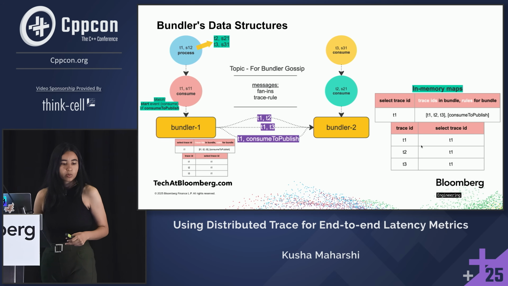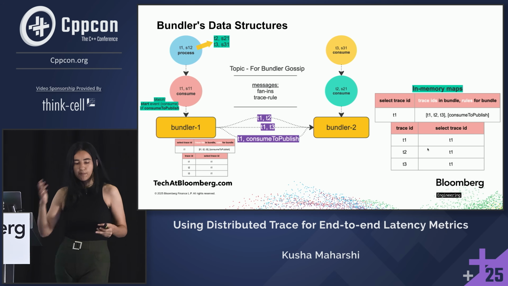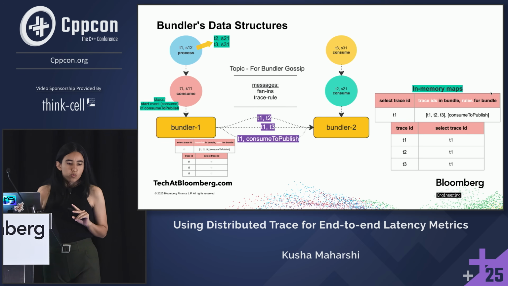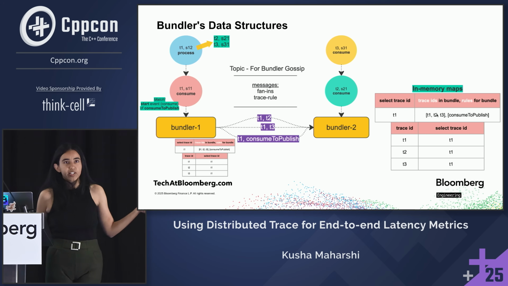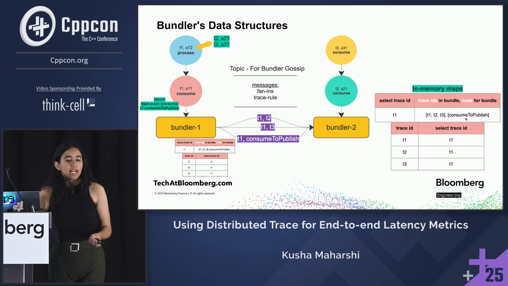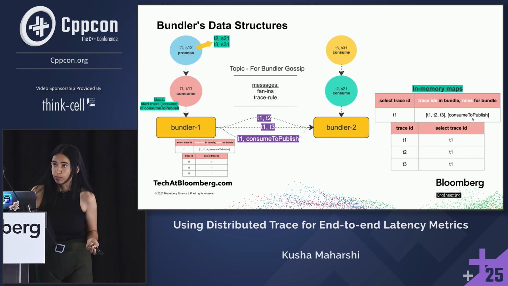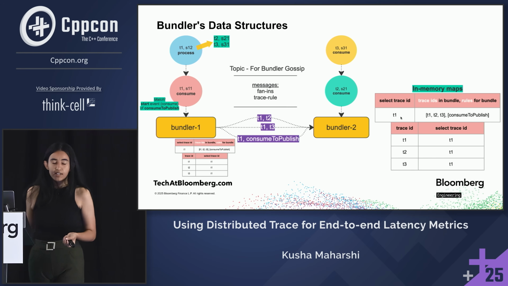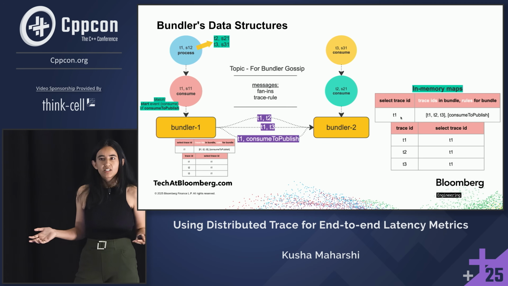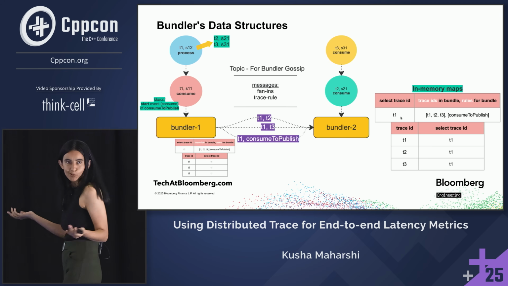Each bundler will have its own copy of these maps. And there are 2 main maps that I want to focus on here. This one is essentially a map that goes from a trace ID to all the trace IDs that are part of a bundle. In our example, we know T1, T2, T3 belong to a trace bundle. And it also maps to all the rules that potentially match a bundle. In our example, that's consume to publish. This select trace ID is simply a trace ID we will use to represent a trace bundle. You can pick it to just be the numerically lowest trace ID of all.